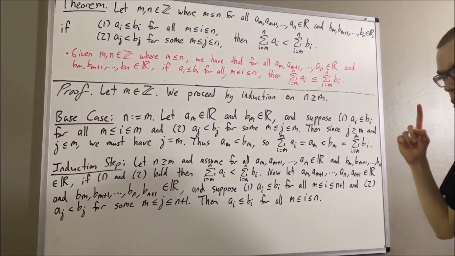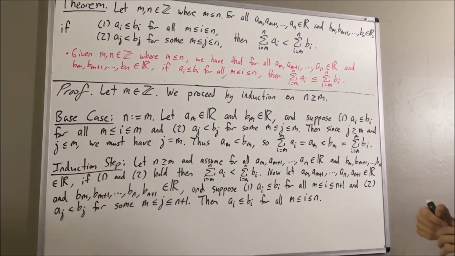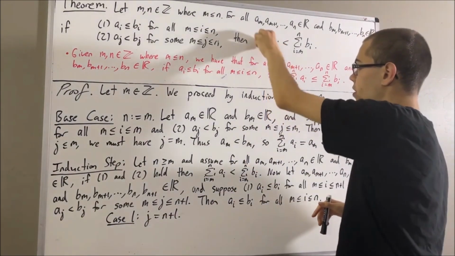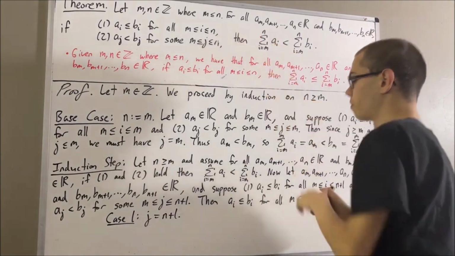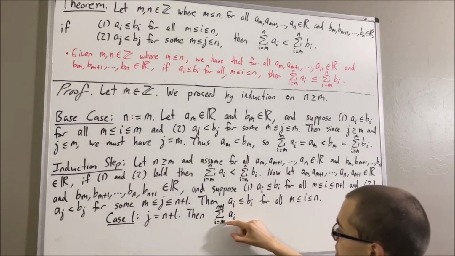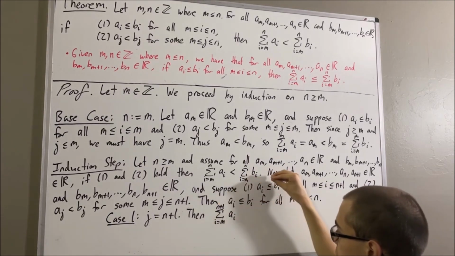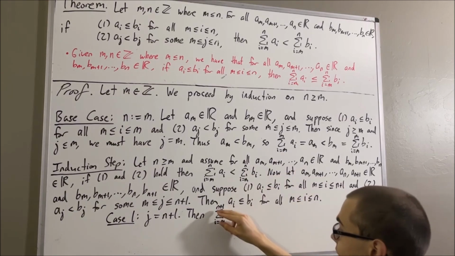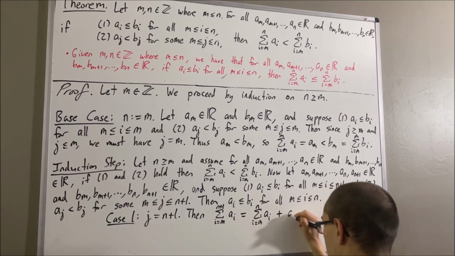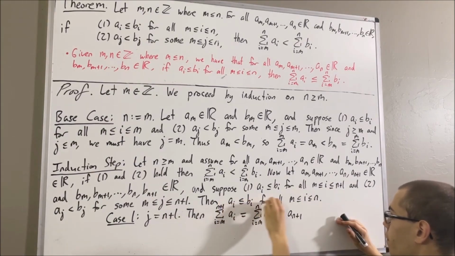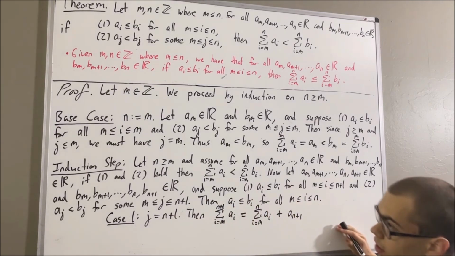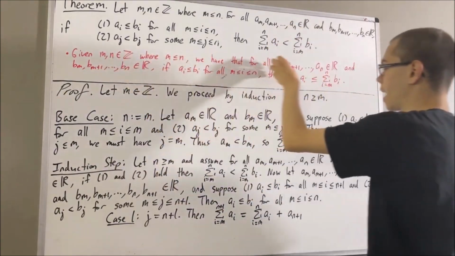So let's start with case 1, where j is equal to n plus 1. So I'll start out by writing the sum that we have here, where we replace n with n plus 1. Now since n plus 1 is strictly greater than m, we can pull away the n plus 1th term from the sum, so that we get the sum from i equals m to n of ai plus an plus 1. Now, remember from what we have above that ai is less than or equal to bi for all i between m and n. So we can use the fact that we have right here.